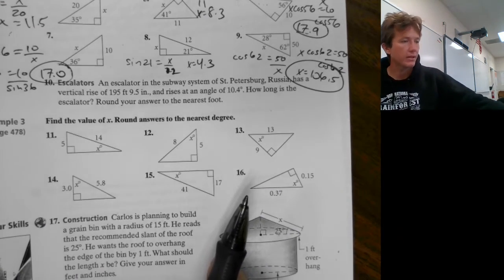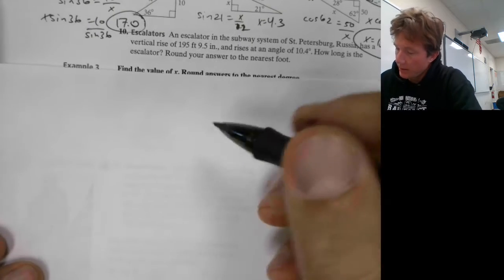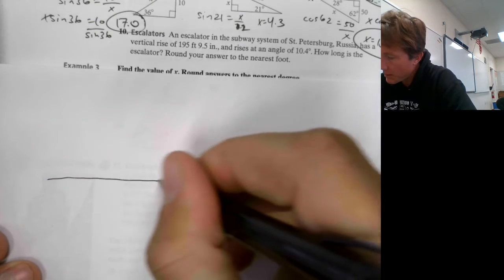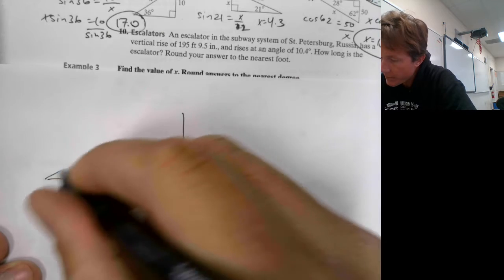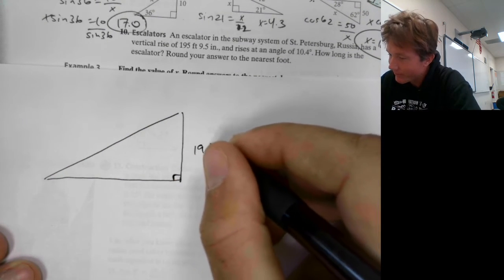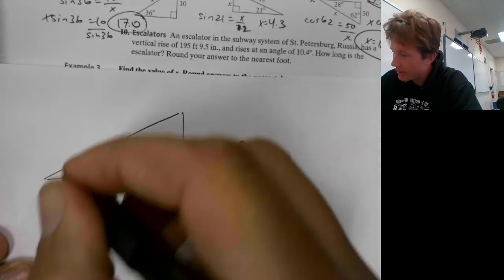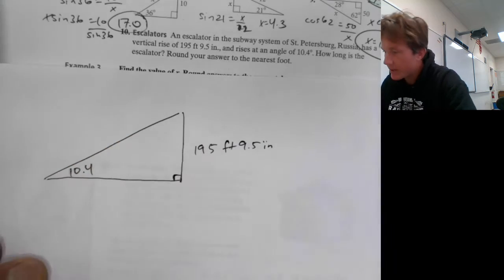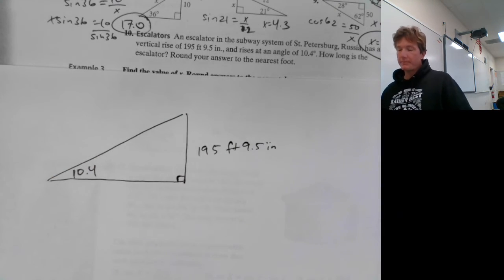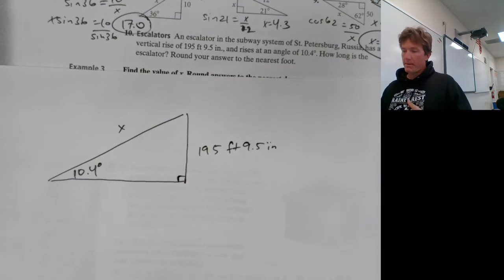Okay, so for this, I think I might need some scratch paper because space here is a little limited. Okay, so here's our escalator. They basically look like this, if you've ever stared at one from the side. So this is going to be a very large escalator. So our vertical rise is 195 feet and the angle is 10.4 degrees. And we want to find out x here. Round answer to the nearest foot.